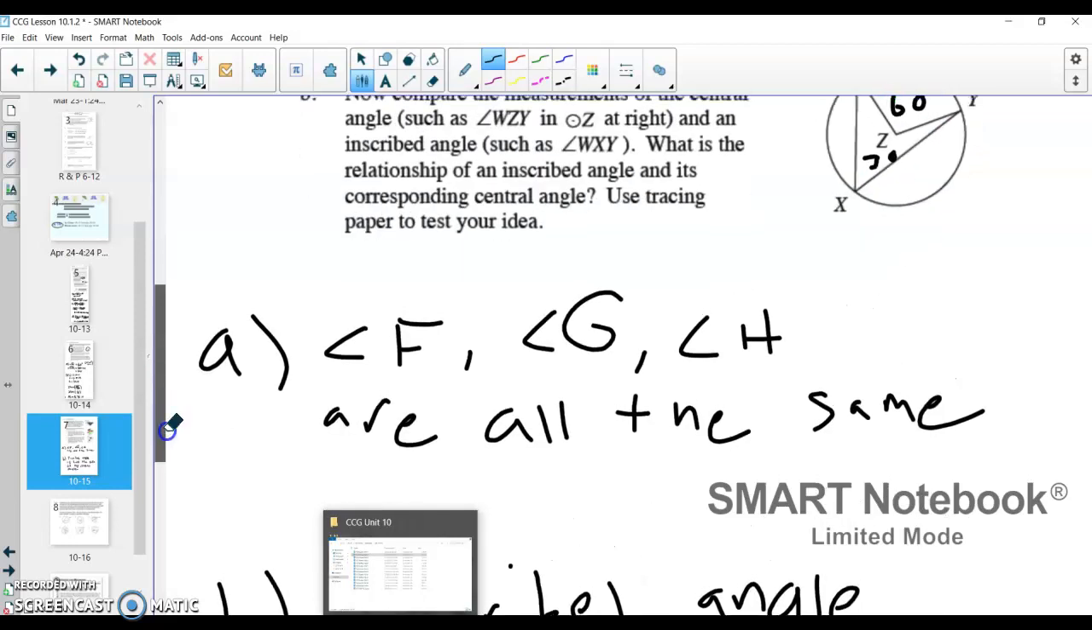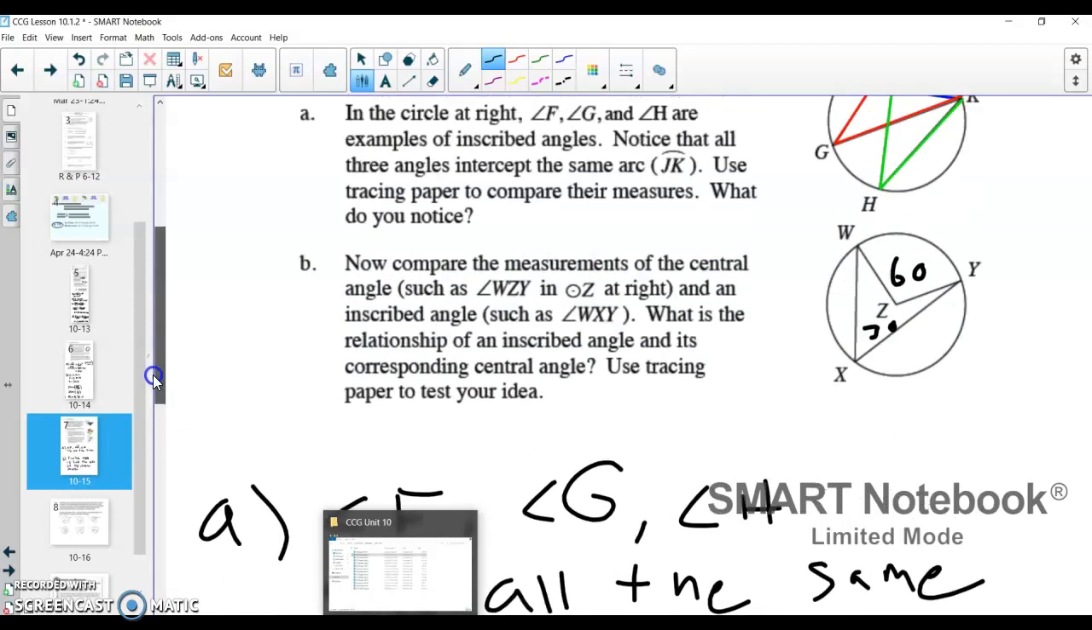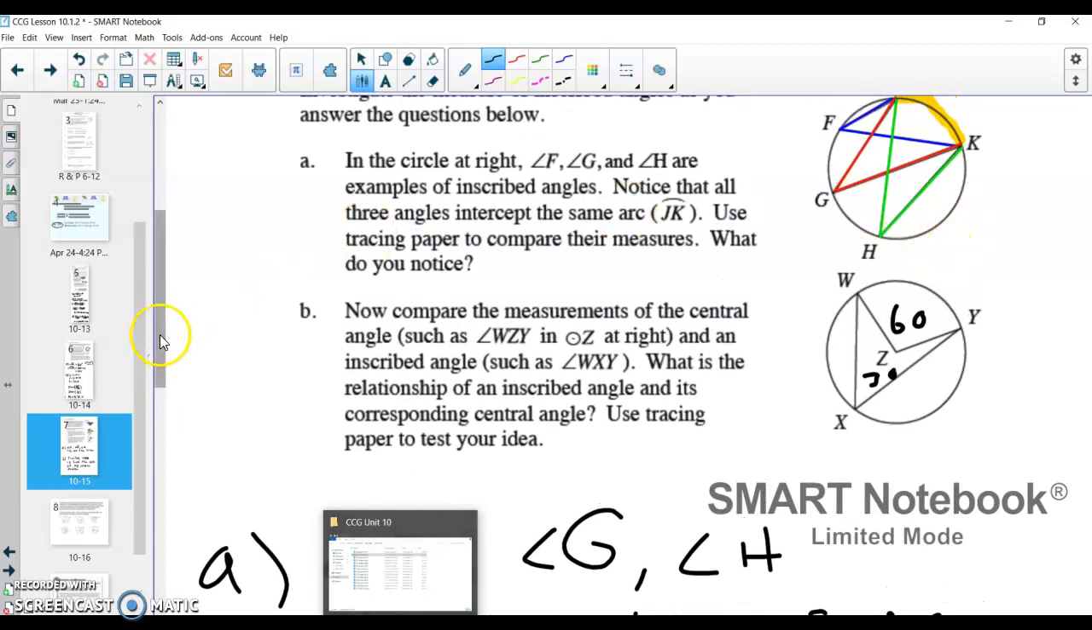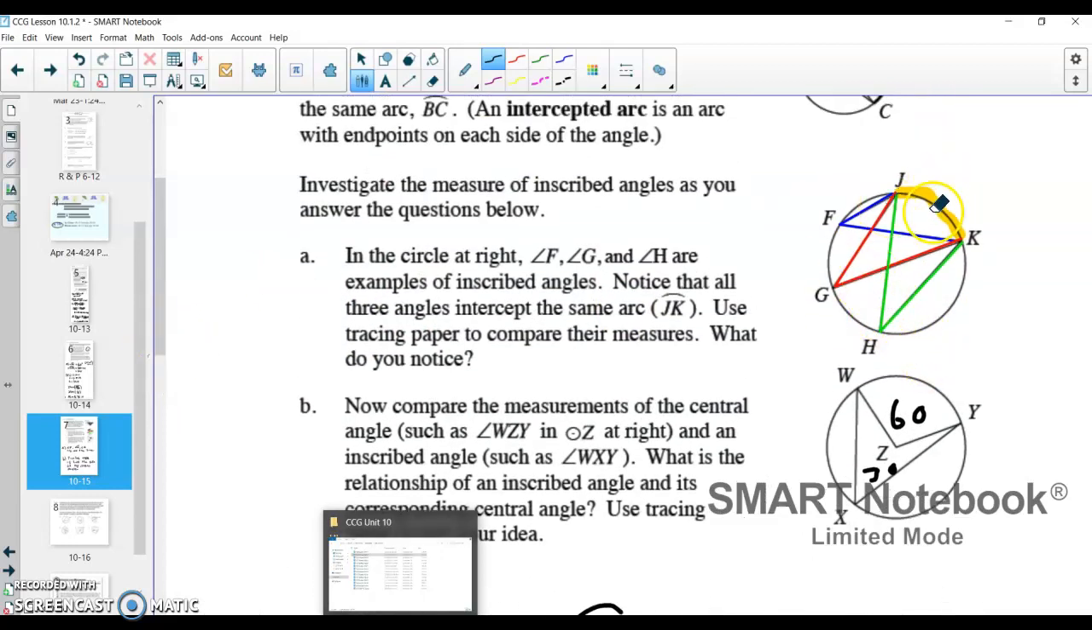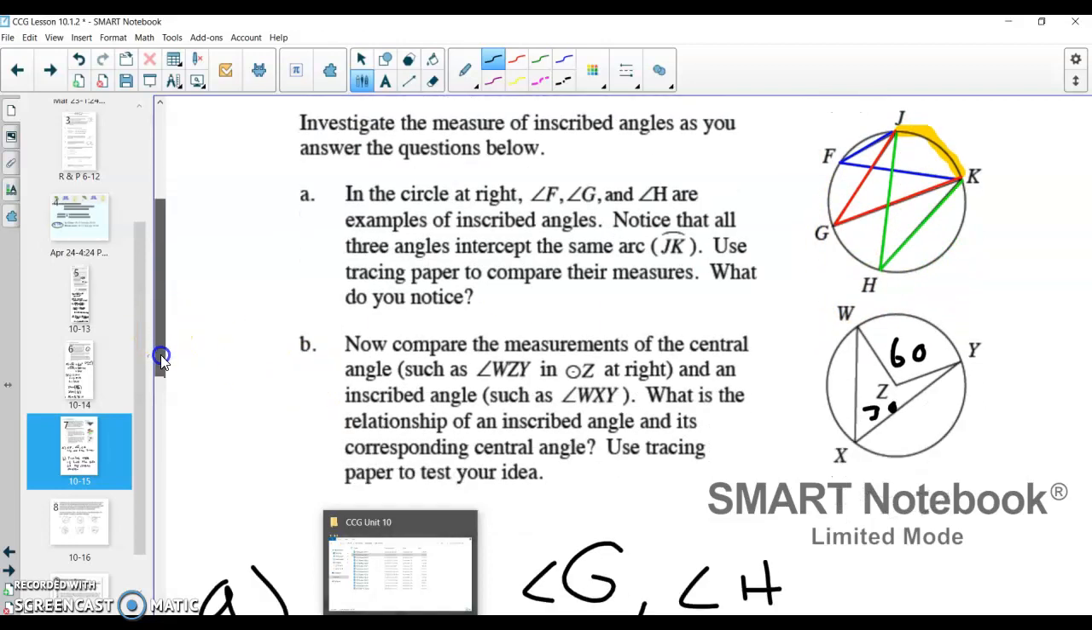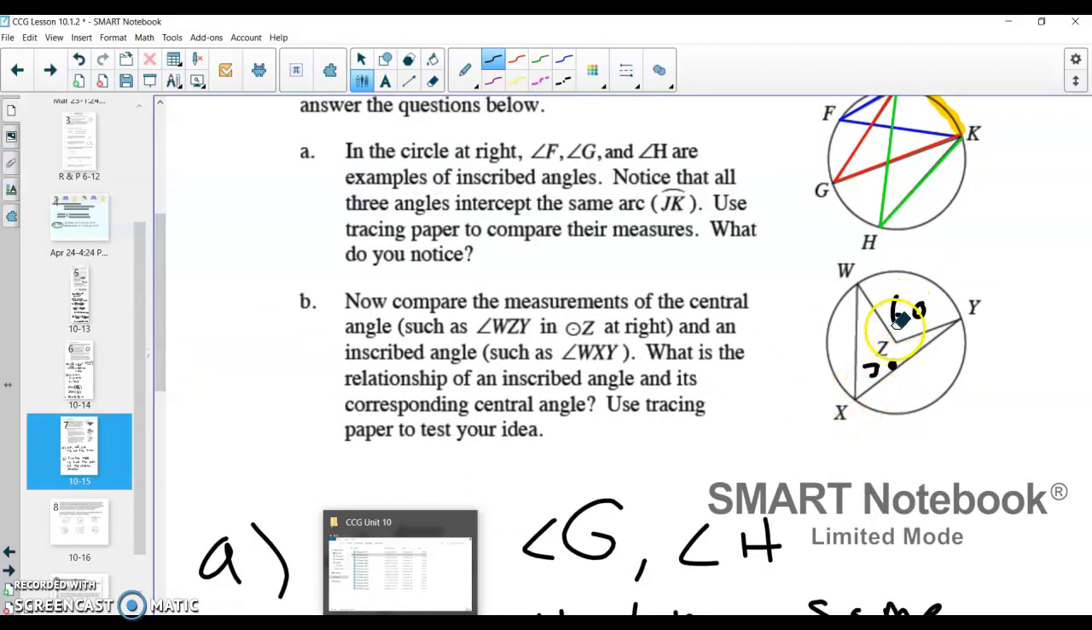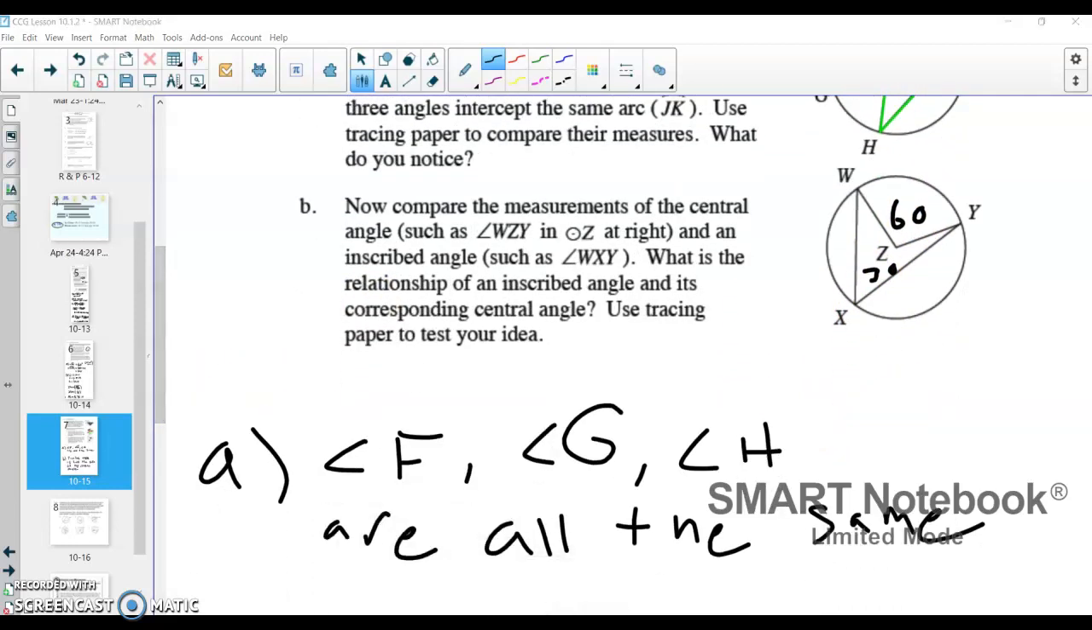All right, and so the two big things to take away that we're going to apply in the next problem is that if you have inscribed angles that are all creating the same arc, all those inscribed angles are congruent. And if you have an inscribed angle and a central angle creating the same arc, your inscribed angle is half the size of your central angle, or if you think of it another way, your central angle is 2 times bigger than your inscribed angle. And we'll use that in the next problem.